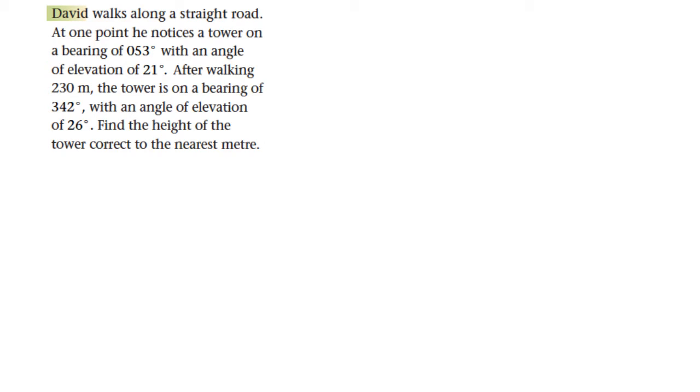So let's say David starts here. And he's walking along this straight road, and he notices this tower is over here at a bearing of 53 degrees. So that angle there is 53 degrees. Really important for these to have a nice big diagram too. I'm even a little bit limited writing on a tablet here. You want to have a big, accurate diagram because there's a lot of detail that goes onto these harder problems, and you don't want to miss that.